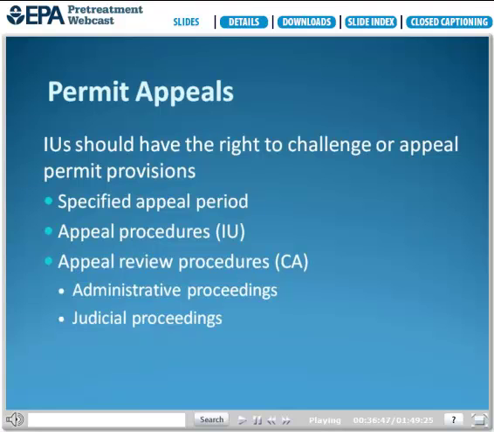The request for reconsideration should not result in an automatic stay of the final permit conditions. However, if a request is granted, a stay might be considered appropriate at the discretion of a board member or director.